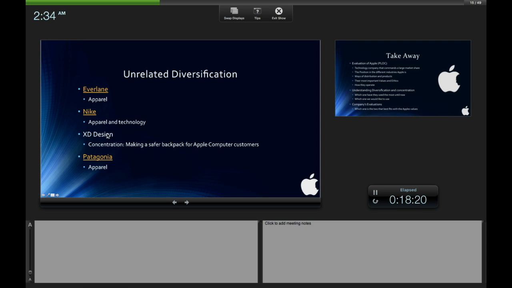And then we can also say that XD and Patagonia are two other companies that we checked. XD was more of a concentration than an unrelated diversification. It was a concentration because it was to better the safety of MacBooks and electronics, and also a better way to use anything with the iPhone, let's say. The reason for this is because the actual backpack has a portable charger. You could use your portable charger while you were going to school in an easy way, something like that.